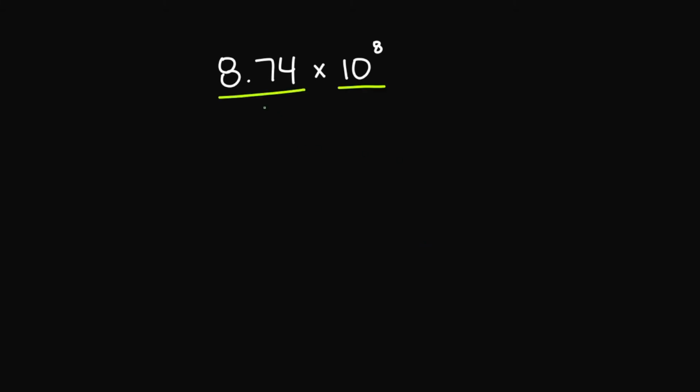Notice here though, for your 8.74, notice that your first factor is always going to be a number that is greater than or equal to 1, but less than 10. And then your second factor here, 10 to the 8th power, this is just a power of 10.